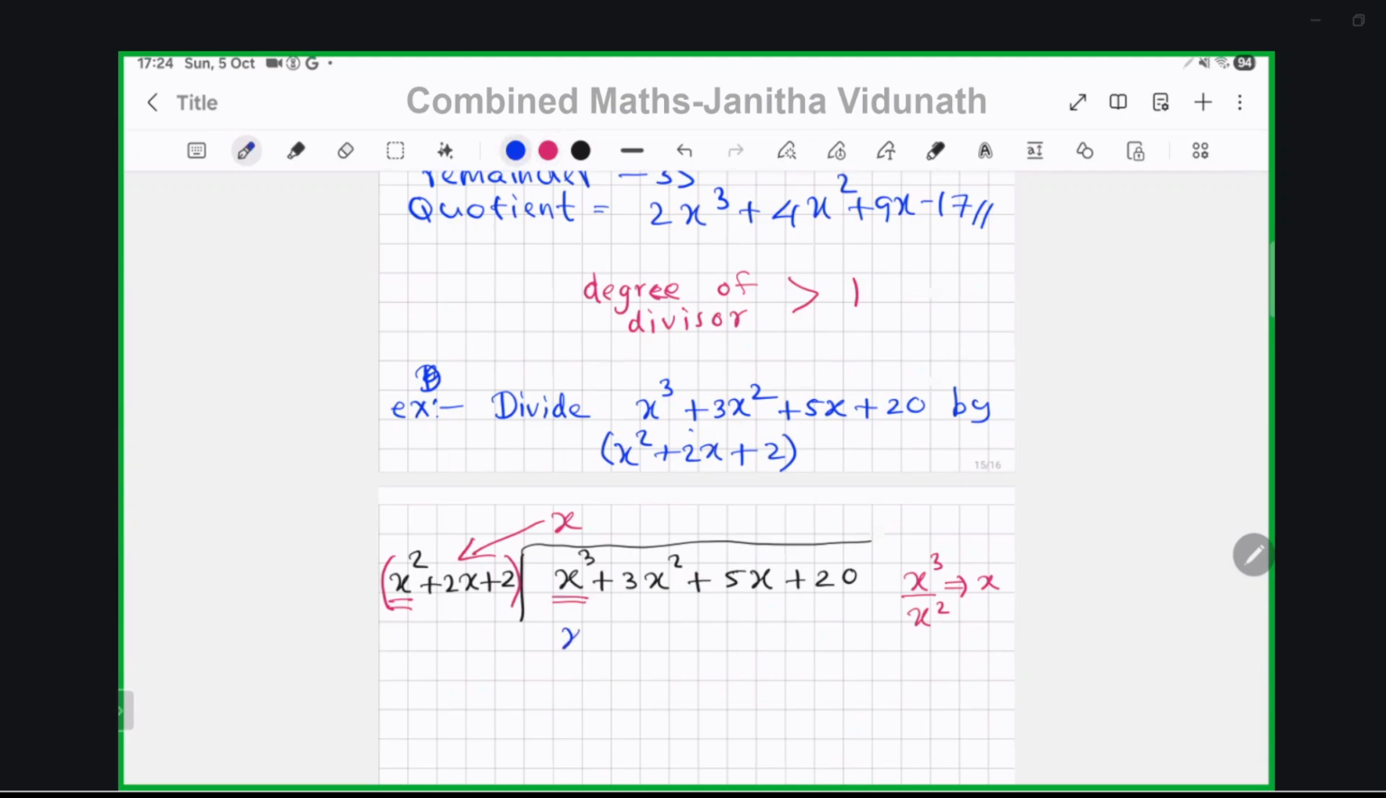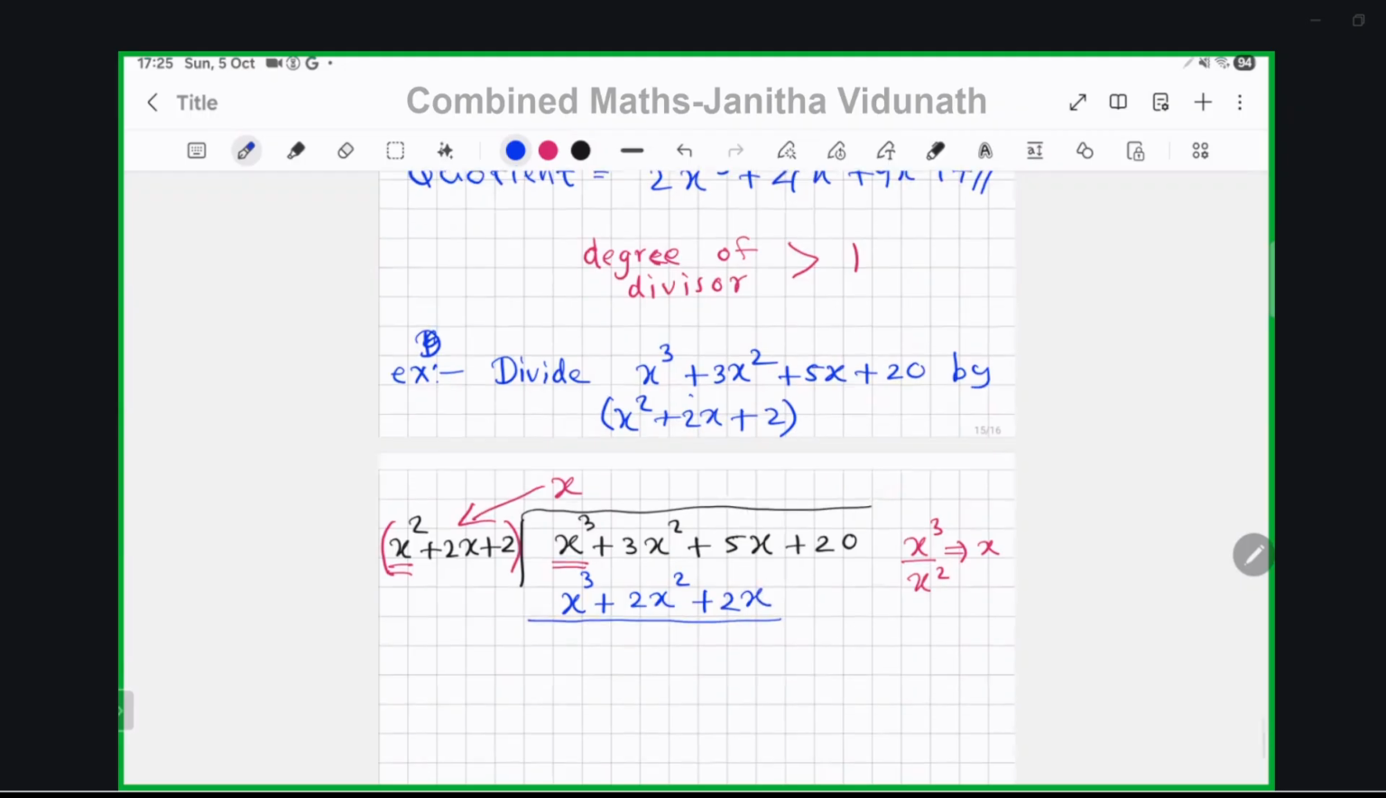Then it will give x cube plus 2x square plus 2x. Then we need to subtract those terms. Then x cube is cancelled out. 3x square minus 2x square will give x square. 5x minus 2x will give 3x. Then we need to bring down plus 20.